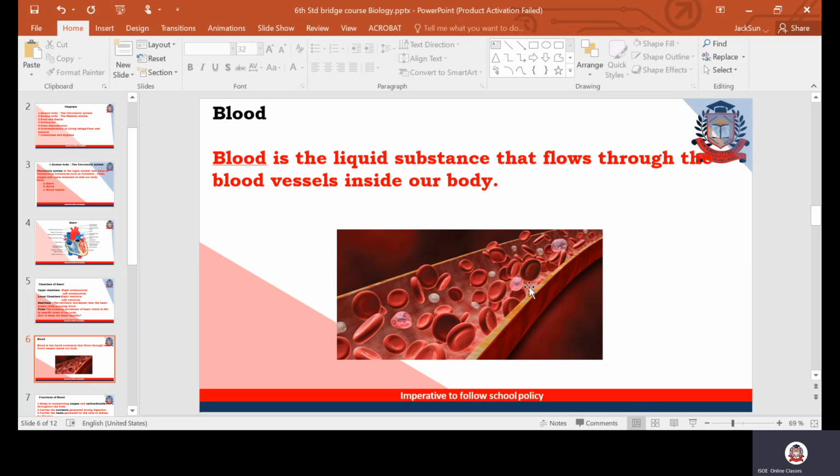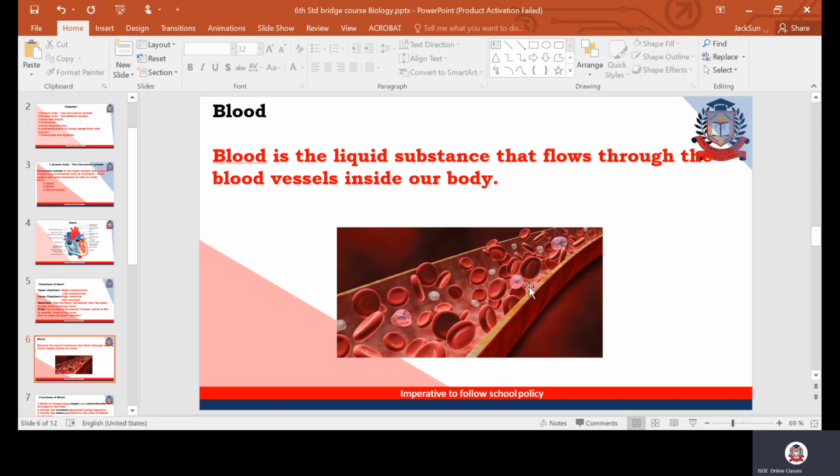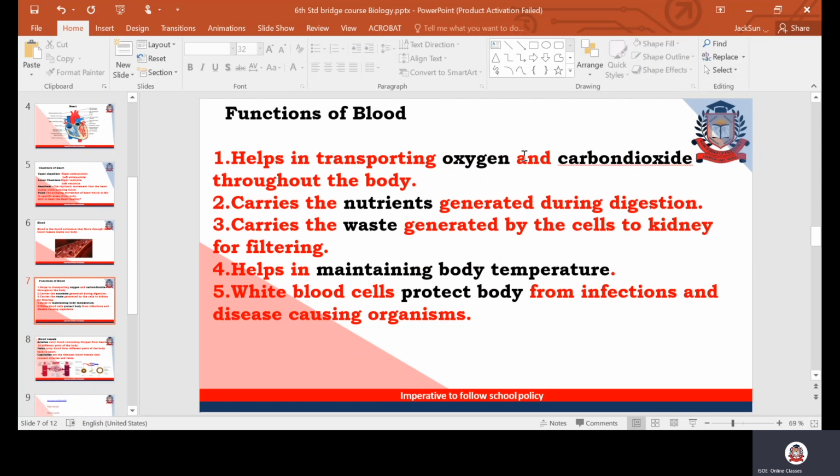And what are the other functions of blood? Blood helps in transporting oxygen and carbon dioxide throughout the body, and it carries nutrients which are generated during digestion. It carries the waste generated by the cells to the kidney for filtering. And blood also helps in maintaining body temperature. Which blood cells protect the body from infections? White blood cells protect the body from infection and disease causing organisms.